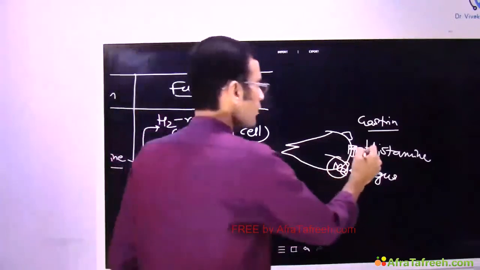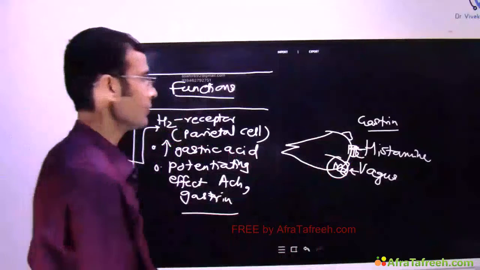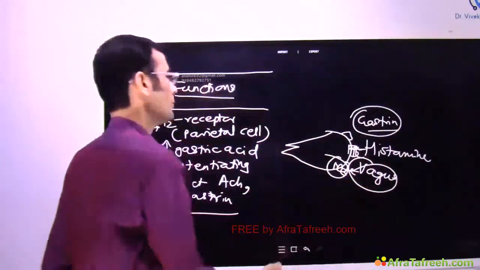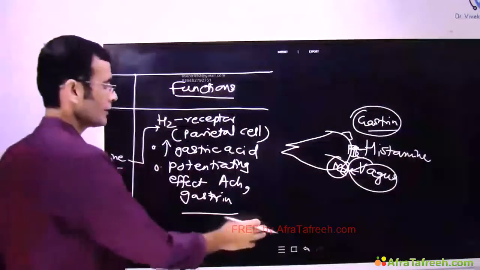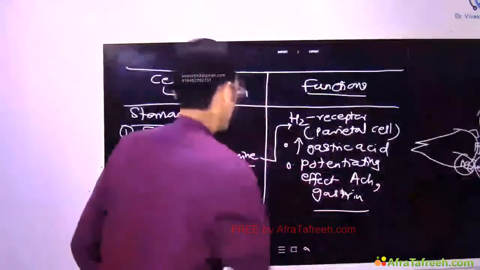Histamine not only directly stimulates the parietal cell for HCl secretion, but it has a potentiating effect on the other two stimuli, that is on the acetylcholine and gastrin. That's the potentiating effect.